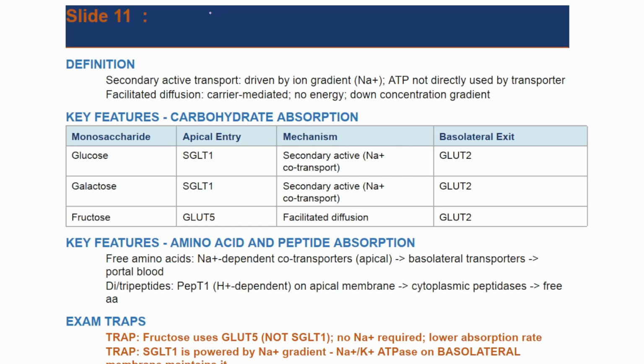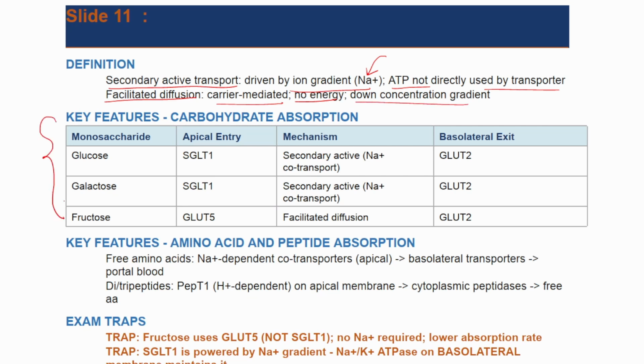So we will directly review this slide without any visual aid. First things first, the slide text defines the secondary active transport mechanism as being driven by ion gradient. To be more precise, sodium ion gradient, where ATP is not directly used by the transporter itself, and facilitated diffusion is characterized as a carrier-mediated, energy-independent transport pathway that moves solutes down their concentration gradient.